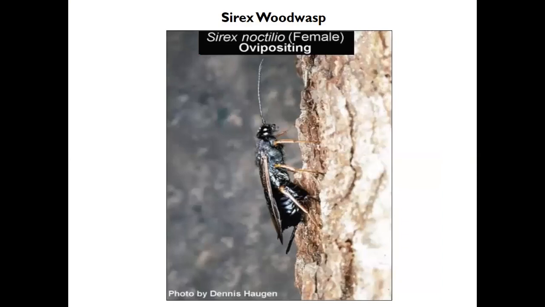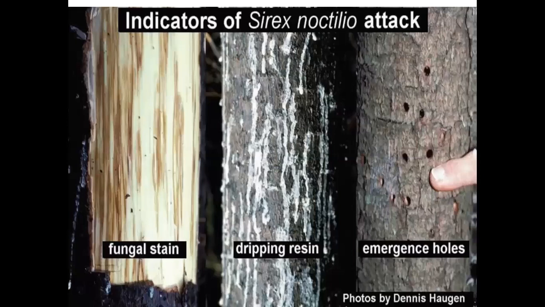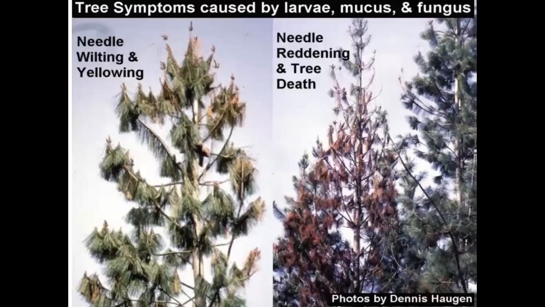Here's the range in our area. This is a picture of it ovipositing, which means it's laying its eggs in a tree. And this shows you indicators of the attack. As you can see, a fungal stain. Some of these you'll see with that. It's dripping resin, and the emergence hole, trees affected by that.